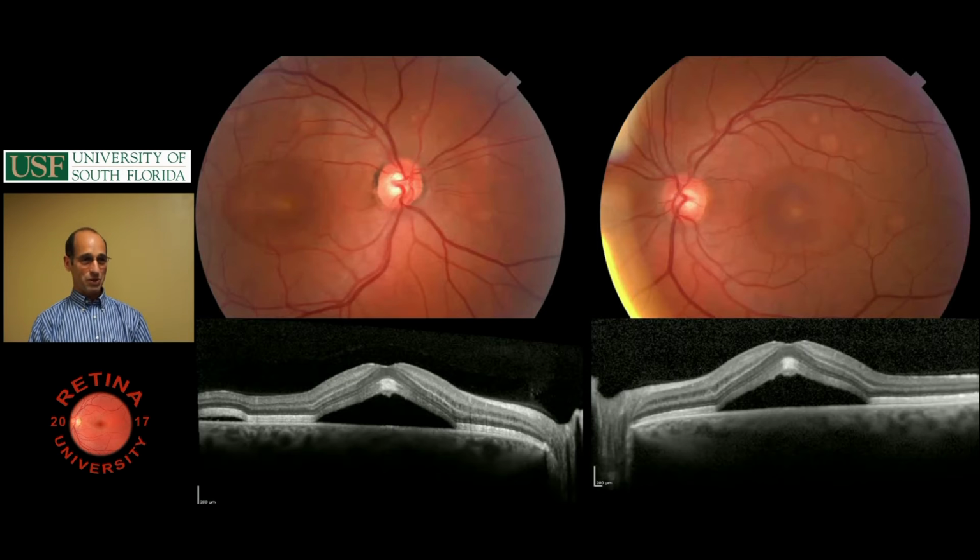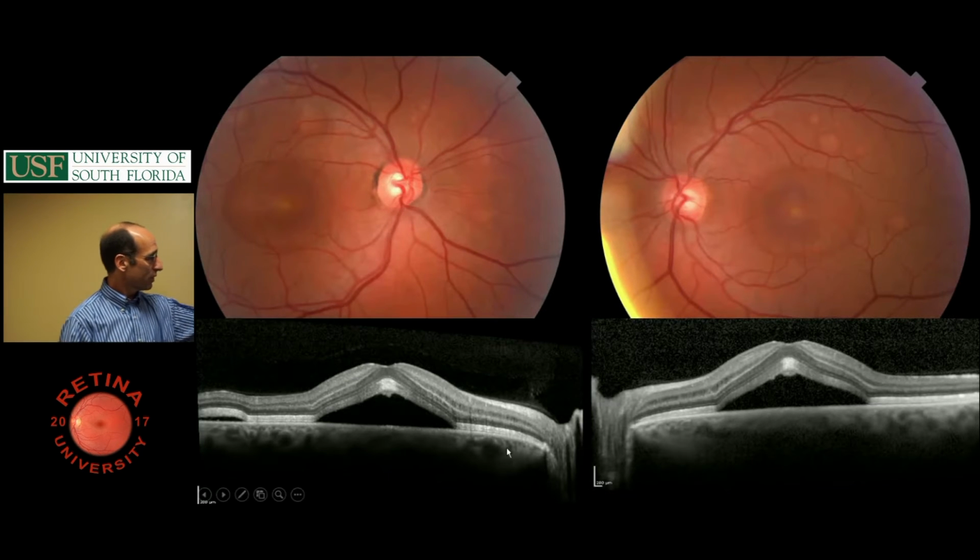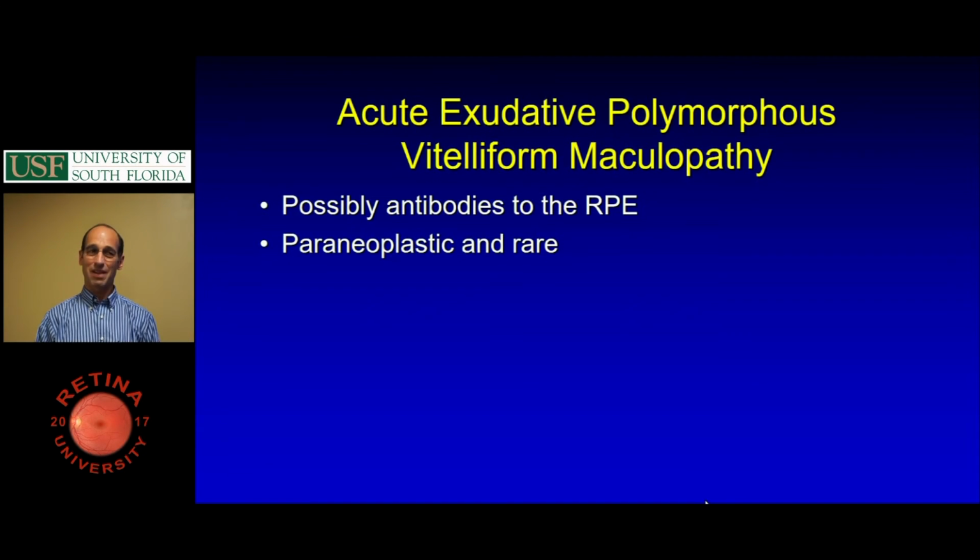This was one of the more obscure ones. This is a nice picture though, so if you should see this. There's subretinal fluid, it's not sub-RPE, in both eyes. And this is acute exudative polymorphous vitelliform maculopathy, which is probably an autoimmune. It's probably a paraneoplastic autoimmune, and it's rare.